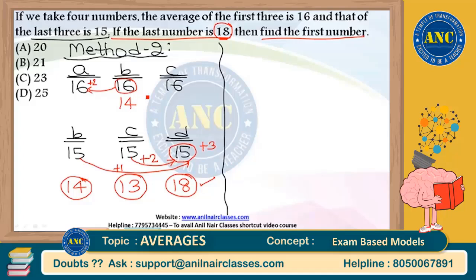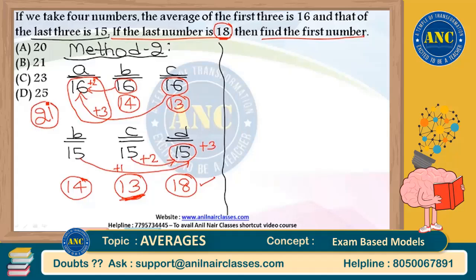B became 14. C should be 13, right, sir? C here is 16. It should be 13. Give 3 units to A. Now it became 13. What is the A value? 16 plus 5. 16 plus 5 is 21. The answer for this question is 21. Beautiful way of problem solving, sir. It can be solved so easily by using this methodology.